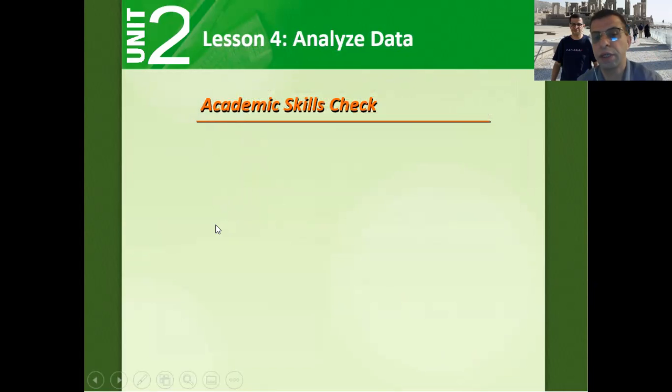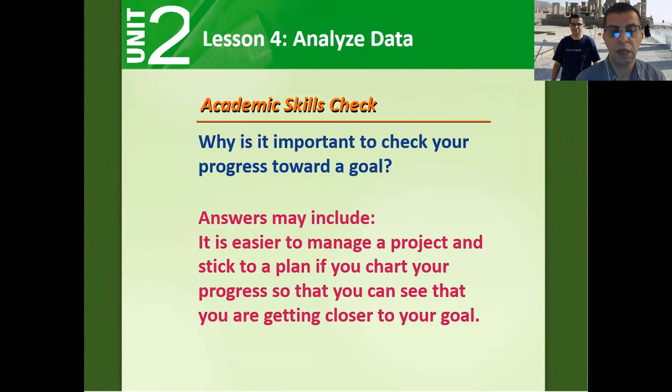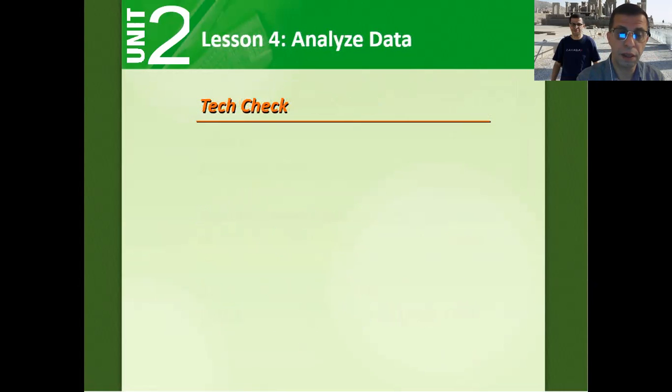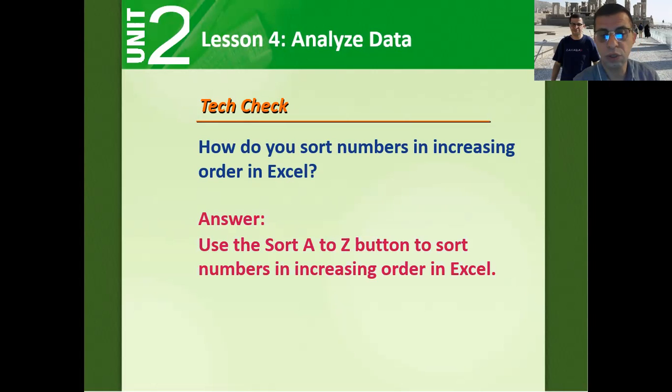Now let's do some academic check. Why is it important to check your progress toward a goal? It is easier to manage a project and stick to a plan if you chart your progress so you can see you are getting closer to your goal. How do you sort numbers in increasing order in Excel? Use the Sort A to Z button to sort the numbers in increasing order in Excel.